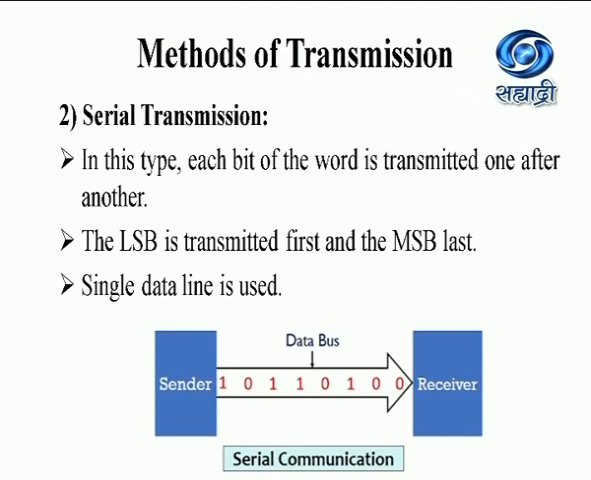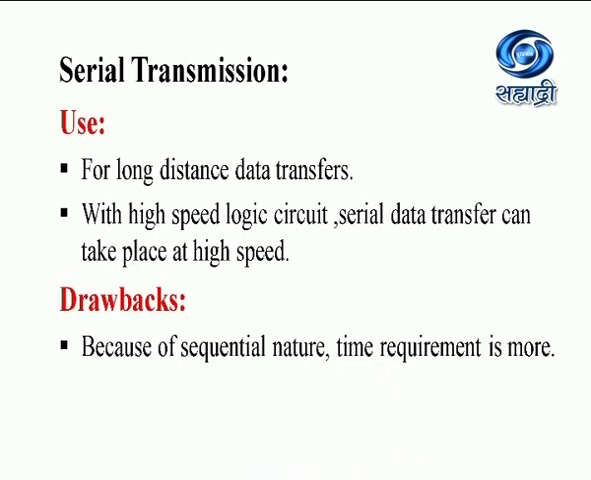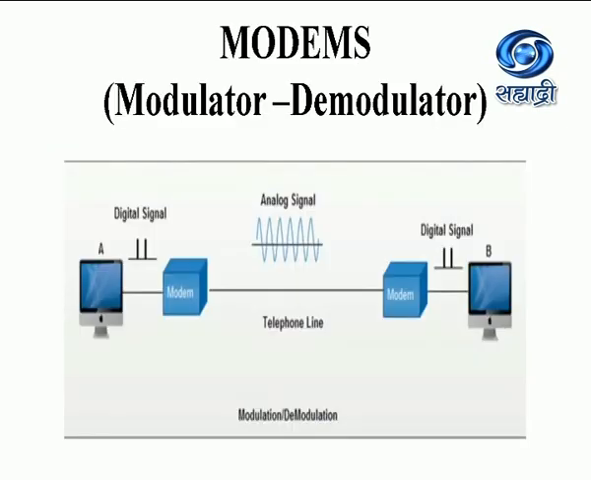So this string of pulses, or string of bits, is transmitted from sender to receiver by using only one single wire. The use of this serial transmission is for long distance data transfer. With high-speed logic circuits, serial data transfer can take place at high speed also. There is one drawback: because of its sequential nature, the time requirement is more.